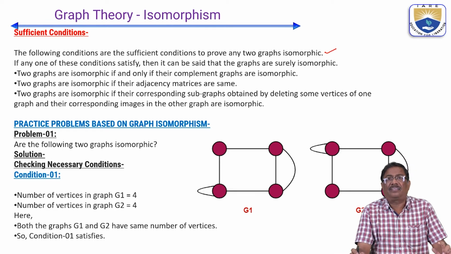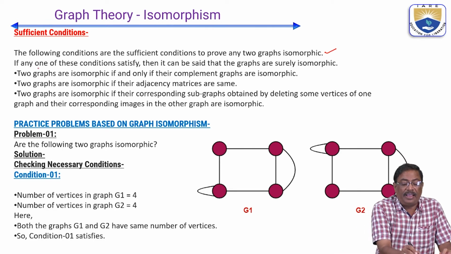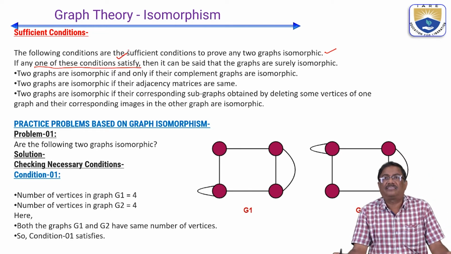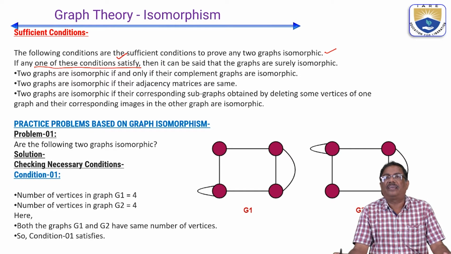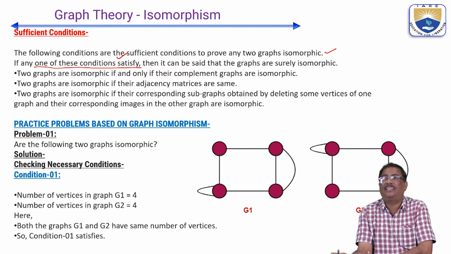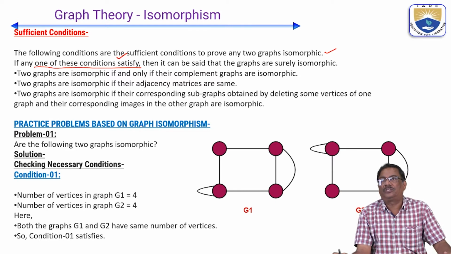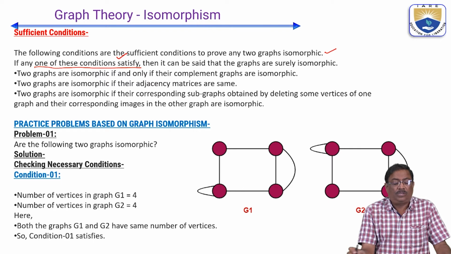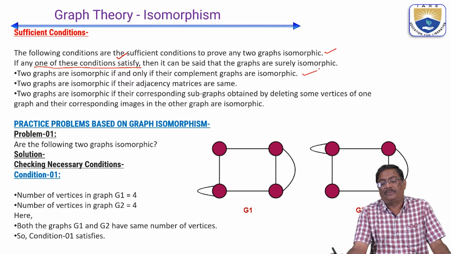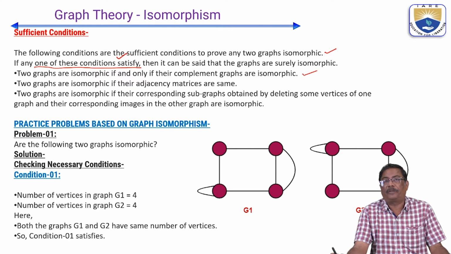See here, there are three conditions. Any one of these conditions being satisfied is enough, not necessarily all. If any one of these three conditions is satisfied apart from the above four conditions, then we can say the graphs are surely isomorphic. So here, two graphs are isomorphic if and only if their complement graphs are isomorphic.